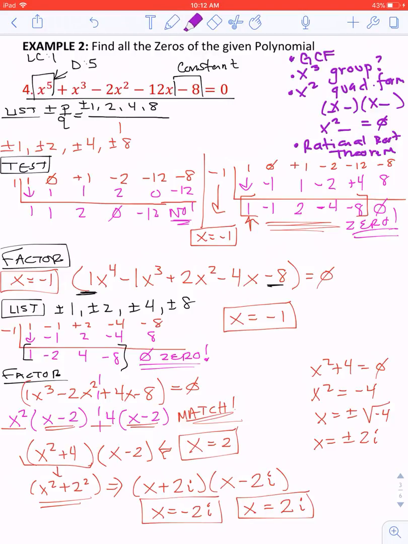All right, I needed a total of 5 zeros. I found 1, 2, 3, 4, 5. Done.